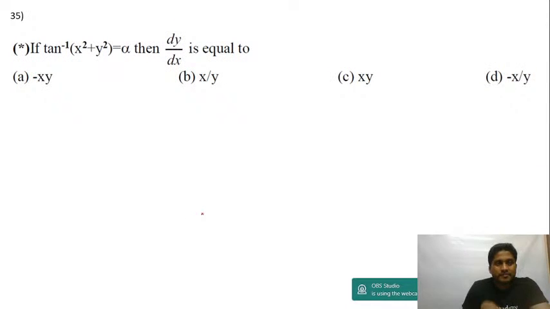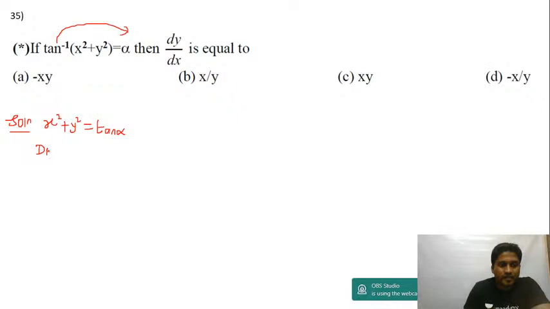Tan inverse of x square plus y square equal to alpha, what is dy by dx? Don't differentiate directly. This tan inverse I'm going to shift to the right side. This becomes x square plus y square is equal to tan alpha. Now let us differentiate with respect to x.